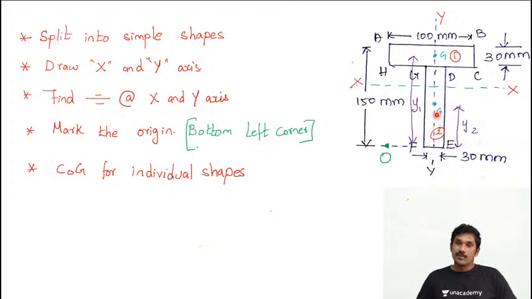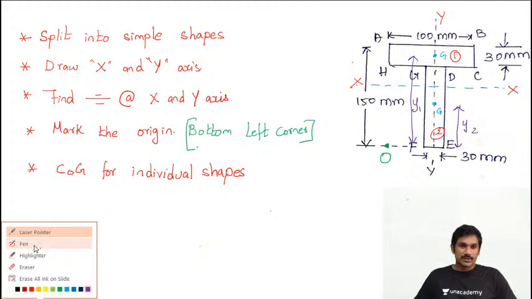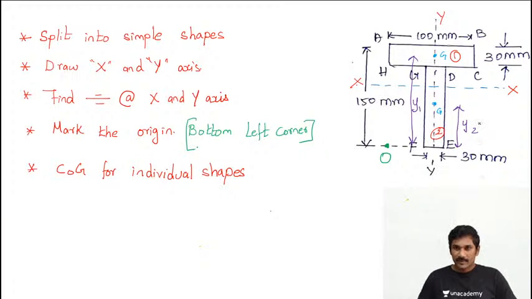So from the origin, this vertical height represents y2. From the origin, the vertical height of the first rectangle represents y1. So you have to find y1 and y2. How to find this y1 and y2? y2 is simple. The total rectangle height is 150 minus 30, it's 120. 120 by 2, it's 60. Simple, because it is half of the rectangle.